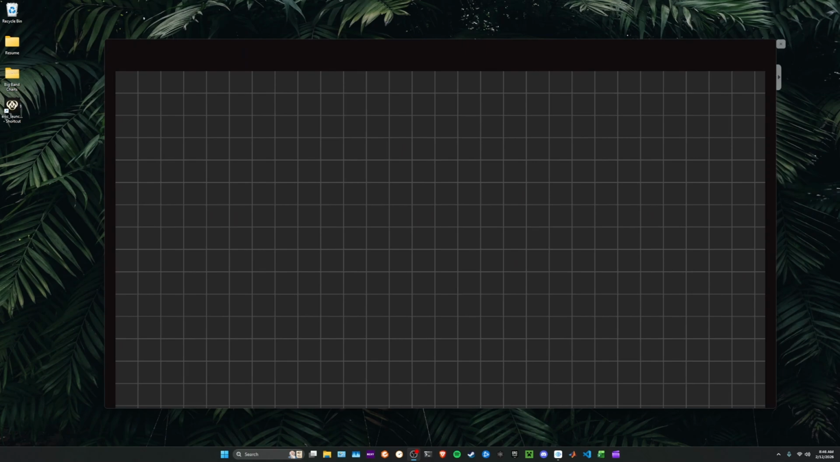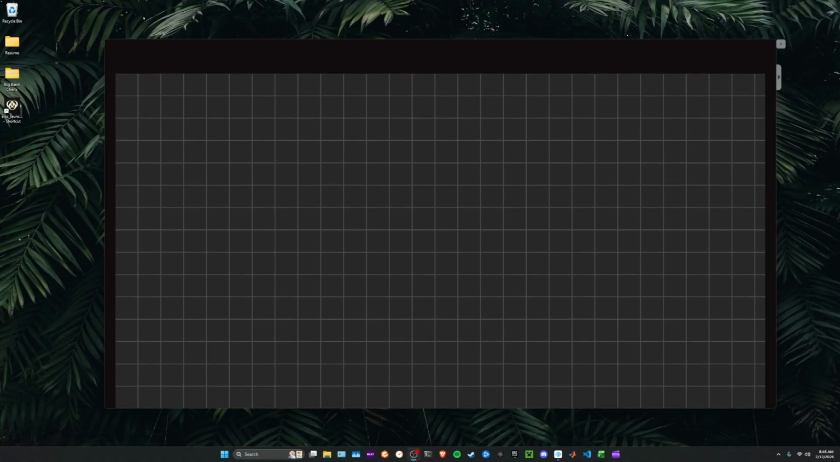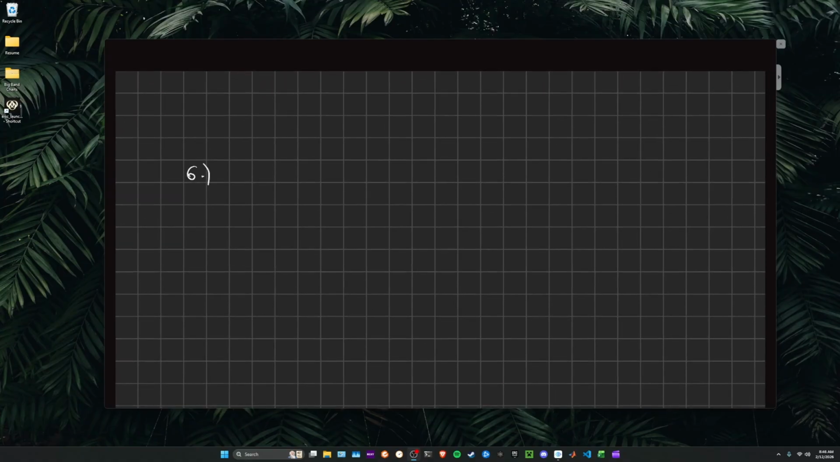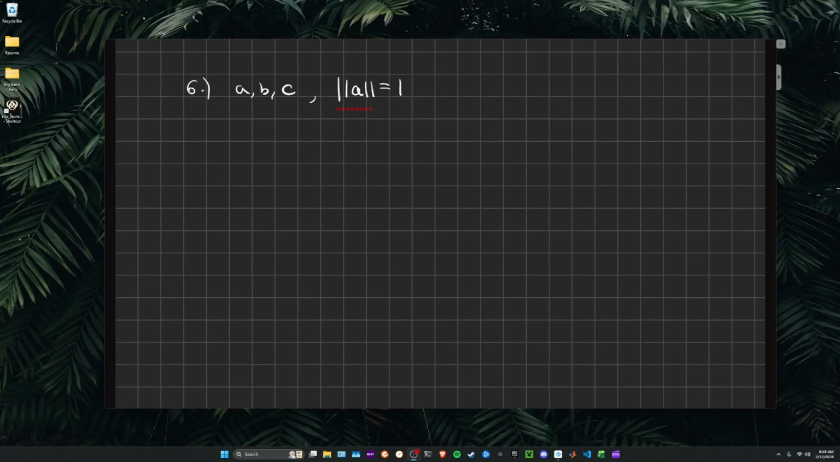Let's move on to problem 6. They give us an equilateral triangle with vectors a, b, and c. They also tell us the norm of A is 1. In this equilateral triangle, all side lengths are equal, hence equilateral triangle. So this also means that the norm of B is the same as the norm of C, which is also just 1. So norm of B is equal to norm of C is equal to norm of A is equal to 1.